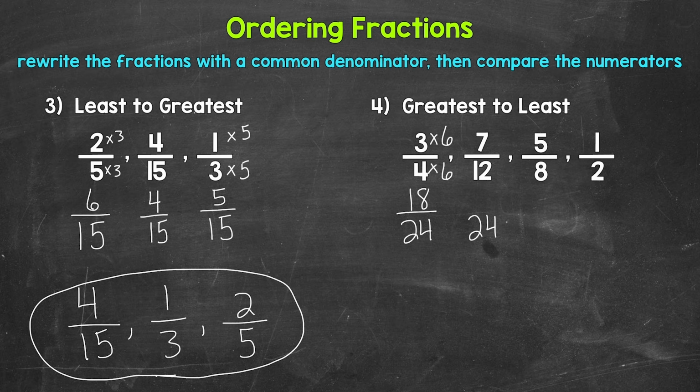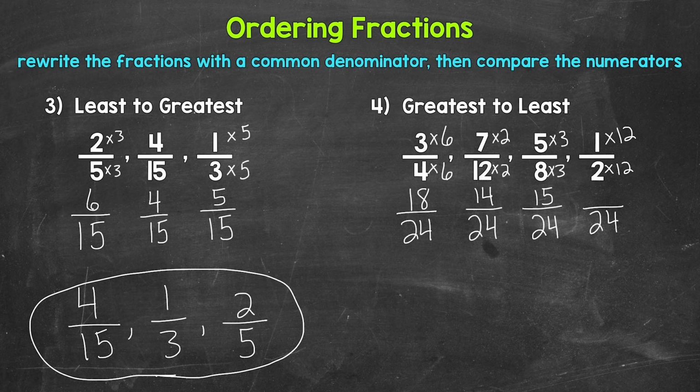Now for 7/12. 12 times 2 gives us 24. And then as far as the numerator, 7 times 2 gives us 14. And now for 5/8. 8 times 3 gives us 24. 5 times 3 gives us a numerator of 15. Now for 1/2. 2 times 12 gives us 24. And then for our numerator, 1 times 12 gives us 12. And now we have all of our fractions rewritten with that common denominator of 24.